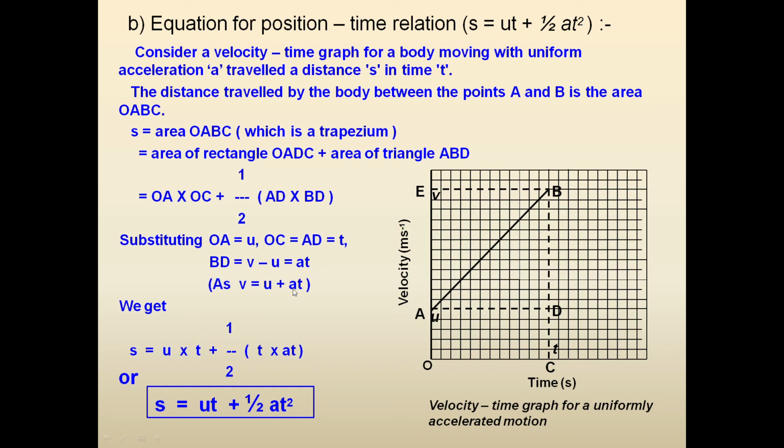So upon putting all the values, we get S is equal to UT plus half into T multiplied with AT, and if we solve it, then we get UT plus half AT square. So this is our second equation of motion.